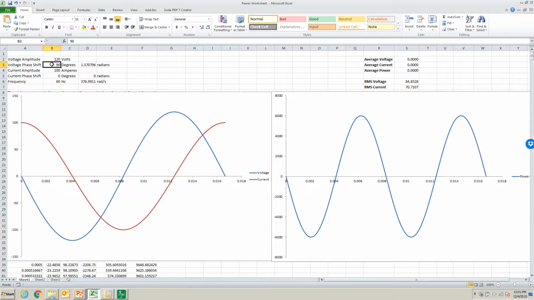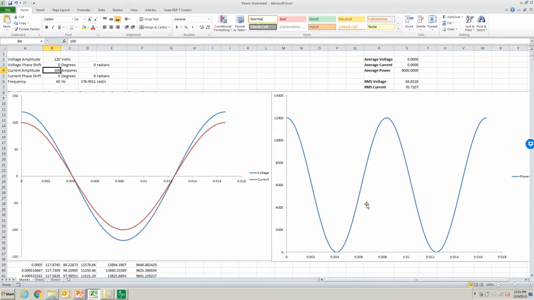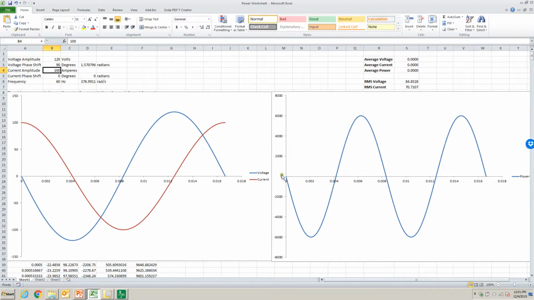So let me go back to 0 degrees phase shift for a purely resistive system. We see that there's an average value here, for the arbitrary numbers that I have it's about 6,000, so that's the average value of power over this period that is dissipated by the element. And then when I change it to an inductor, we see that the average value decreases to 0.